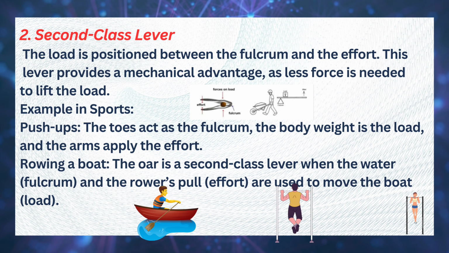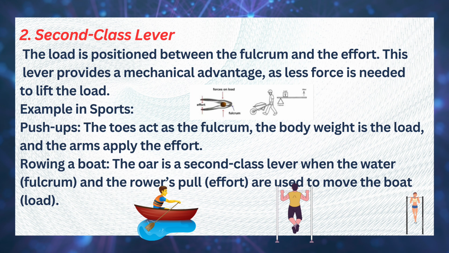2. Second-class lever: the load is positioned between the fulcrum and the effort. This lever provides a mechanical advantage as less force is needed to lift the load. Example in sports: push-ups. The toes act as the fulcrum, the body weight is the load, and the arms apply the effort. Rowing a boat: the oar is a second-class lever when the water, the fulcrum, and the rower's pull, the effort, are used to move the boat, the load.